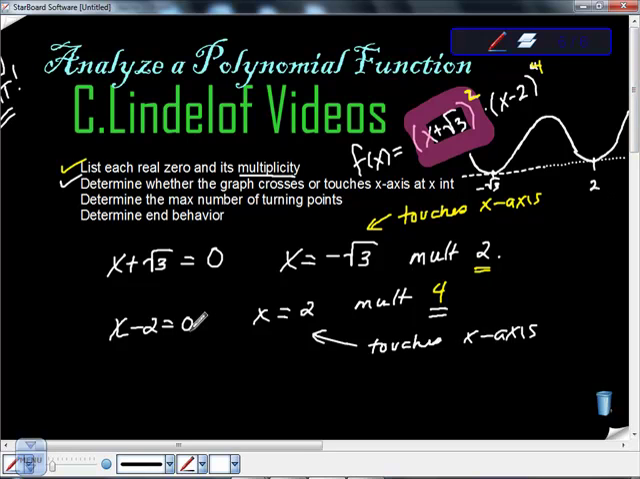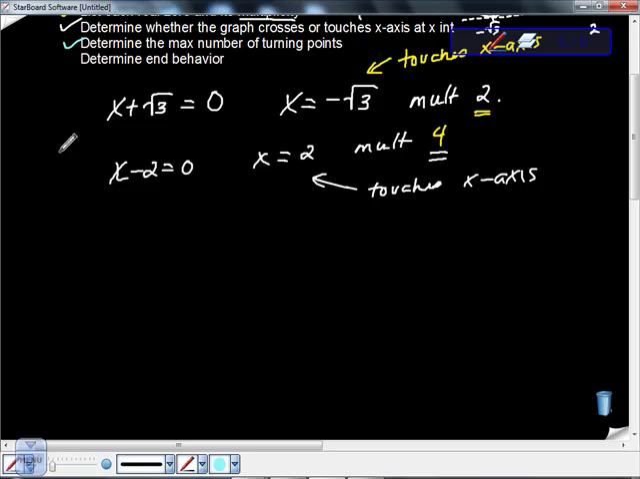The next part is a little bit challenging if you overthink it. It says determine the max number of turning points. Without expanding this, hopefully you can see that if I expanded x plus square root 3 squared, I'd get an x squared, and if I expanded the other factor, I'd get an x to the 4th power. And x squared times x to the 4th gives x to the 6th, so that's the power function.